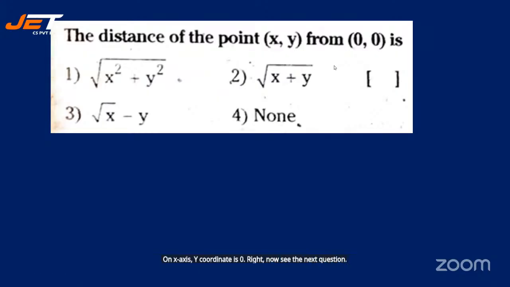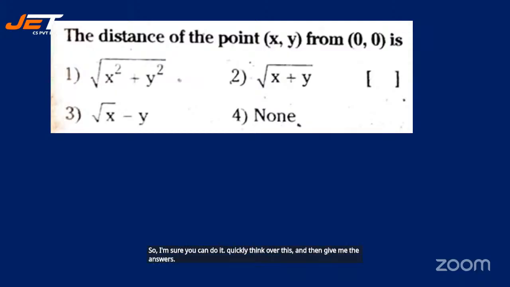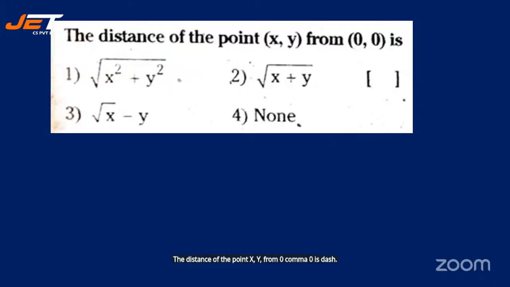The distance of the point x, y from 0, 0 is dash. So I'm sure you can do it. Quickly think over this and then give me the answers. The distance of the point x, y from 0, 0 is dash. Root of x square plus y square, x plus y, root of x minus y, or none. Now you can refer to the formulas that we just went through, the distance formula, and then give me the answers.